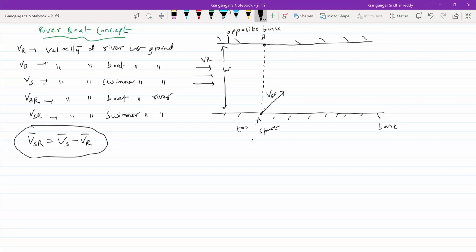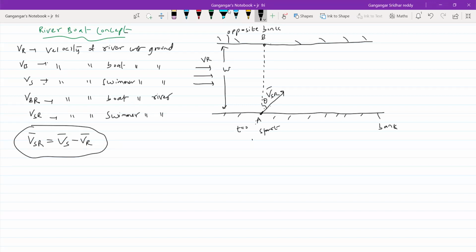like this. What do you mean by velocity of swimmer with respect to river? The swimmer will jump into the river, he will dive into the river. When he puts his head into the water, he feels he's moving in this direction. Let me take that angle as theta. He'll make some angle with the reference line AB. So that is VSR. What is this VSR? Velocity of swimmer, or velocity of boat, with respect to river.